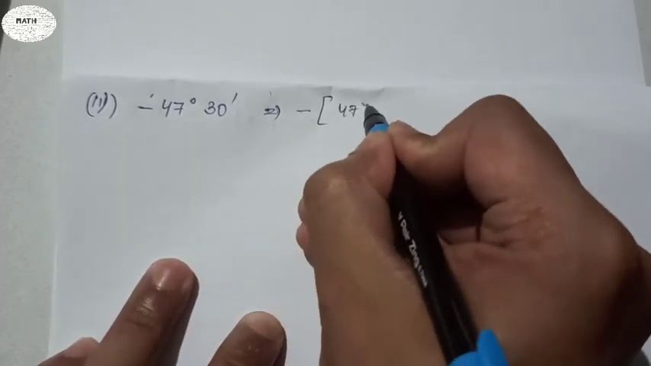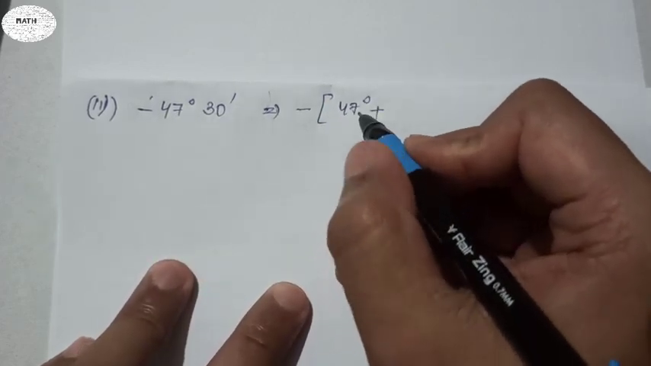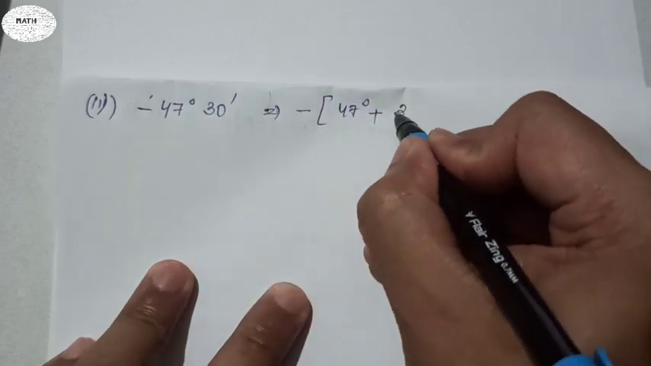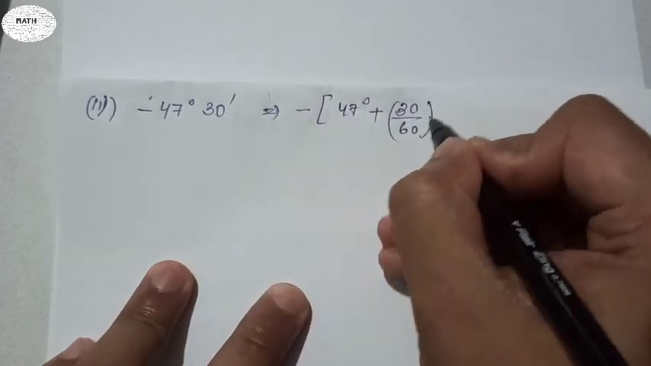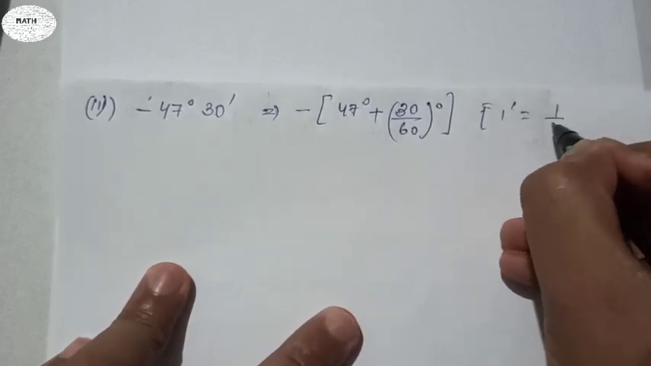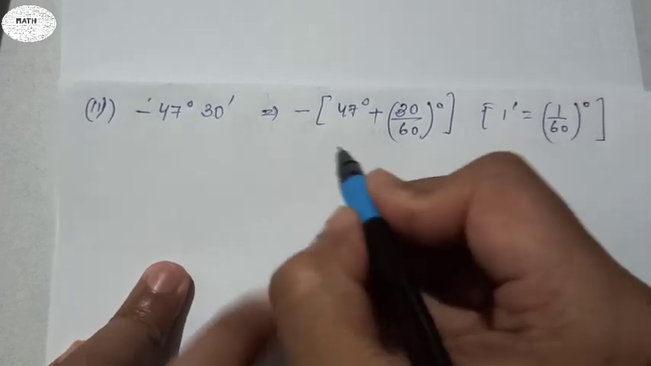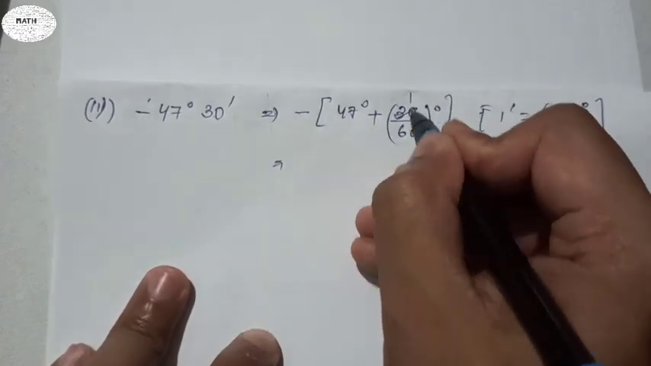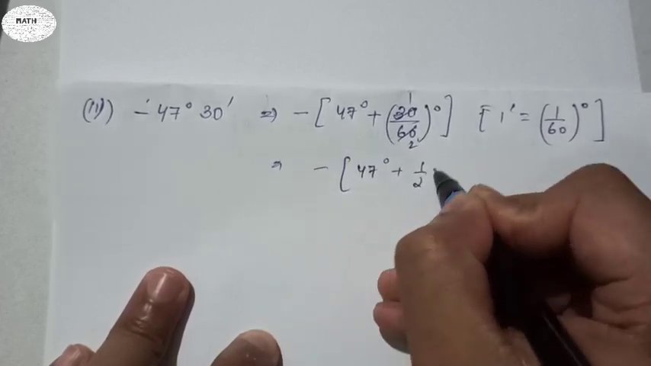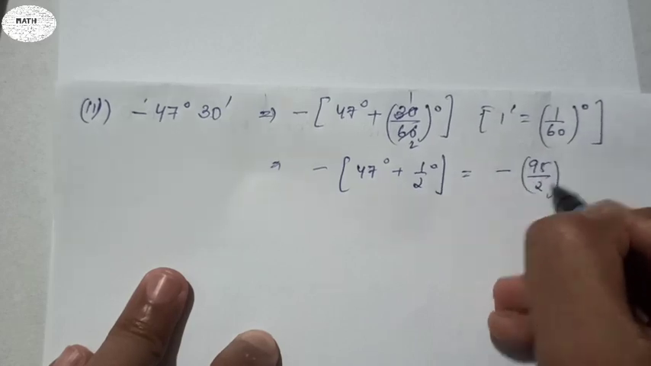It will be 47 degrees. Nothing is there between them, so you just have to add a plus sign. Clear till there? Then I got 30 minutes. So 30 minutes means it will be 30 divided by 60 degree. Why is that so? Because 1 minute is nothing more than 1 by 60 degree. So if I cancel this, I'll get here 1, I'll get here 2, so I'll get minus 47 degrees plus 1 by 2 degree. So that will be nothing more than minus 95 by 2 degrees.